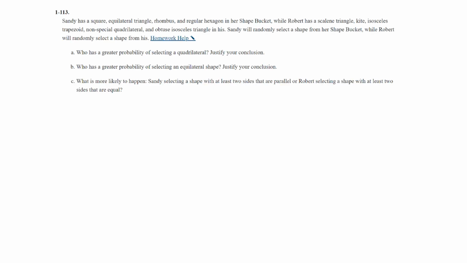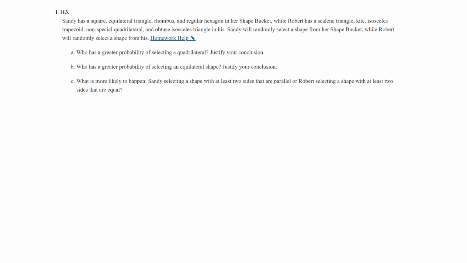Question 113. Sandy has a square, equilateral triangle, rhombus, and a regular hexagon in her shape bucket, while Robert has a scalene triangle, kite, isosceles trapezoid, non-special quadrilateral, and obtuse isosceles triangle in his. Sandy will randomly select a shape from her shape bucket, while Robert will randomly select a shape from his. So part A says, who has a greater probability of selecting a quadrilateral?